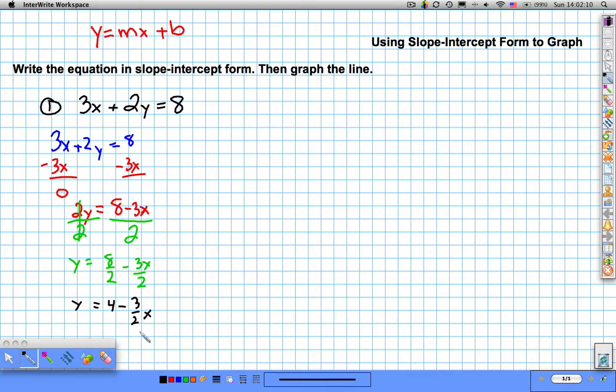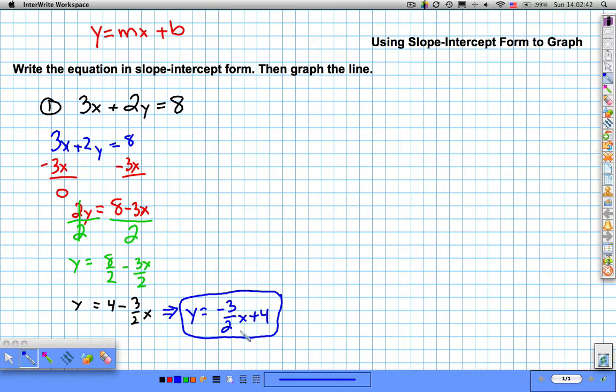So I have it now almost in slope-intercept form. I have one more thing to do. If you noticed, my x term is to the right and my y term is over to the other side. So I need to actually rearrange these. So really, if I rearrange these, this is 4 minus 3 halves x. So that's negative. So if I rearrange these, it's going to be y equals negative 3 halves x plus 4. So here is my equation in slope-intercept form.